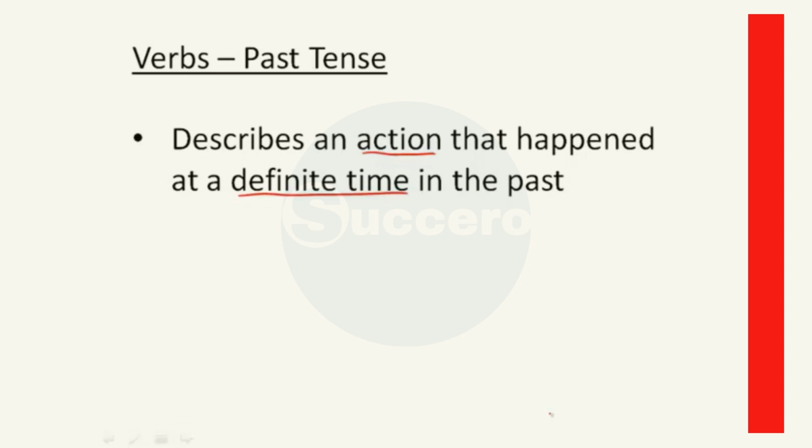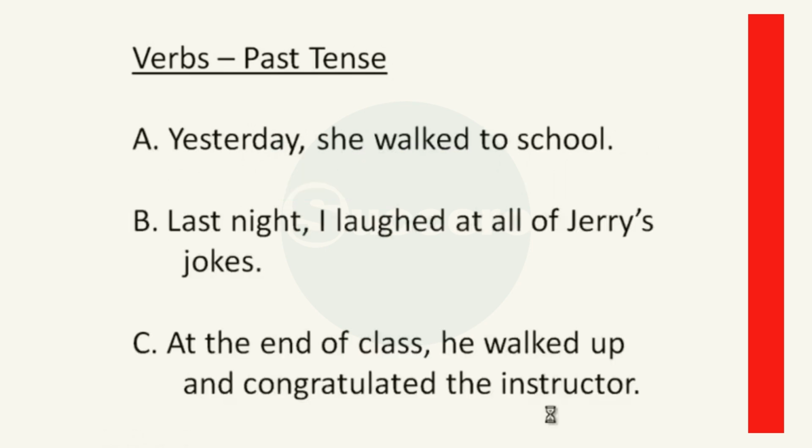Notice I added an -ed at the end of the verb open. So let's take a look at some other examples here. Again, definite time, yesterday. What did she do? She walked. Past tense of walk is walked to school. Last night, definite time, I laughed at all of Jerry's jokes. Here again, we have the -ed at the end. No difference in C, except we have two verbs now. Notice how they are both in past tense with the -ed. That is, at the end of the class, definite time, he walked up and congratulated the instructor.